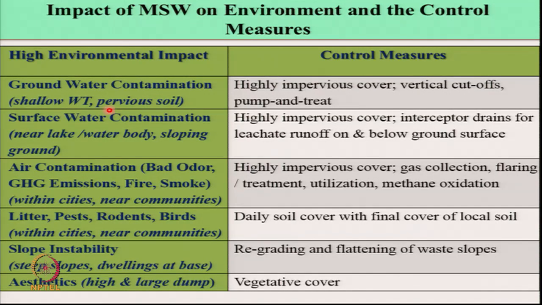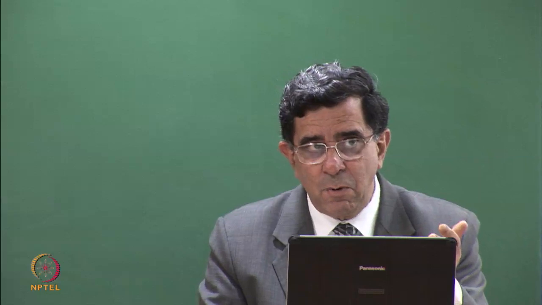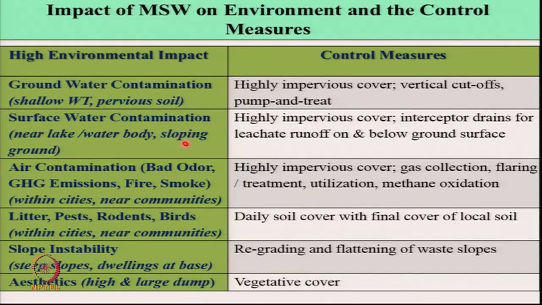When is surface water contamination going to have a high potential? When you are sitting adjacent to a water body. And worse, if you are sitting adjacent to a water body where the water is not a running water. So if you have a lake or a pond, then water is not flowing, if you have a river, water is flowing by. Some contamination will go, it will flow down. But if you have a lake or a pond, you're accumulating water. And if some black, dark brown colored leachate goes into it, it will contaminate it. So surface water contamination immediately is a problem. If you are near a lake or a water body, you have sloping ground.